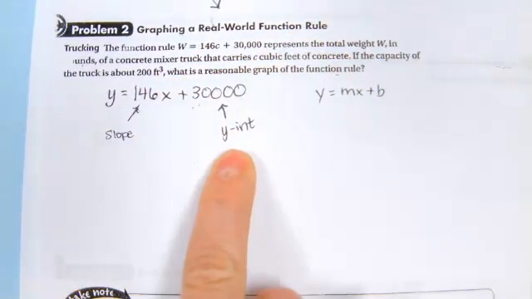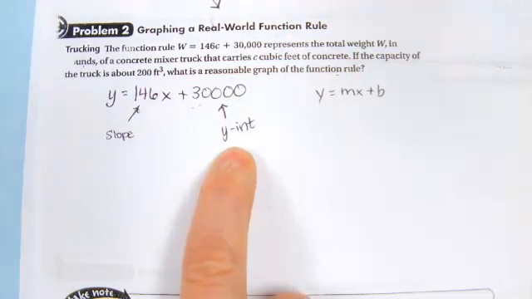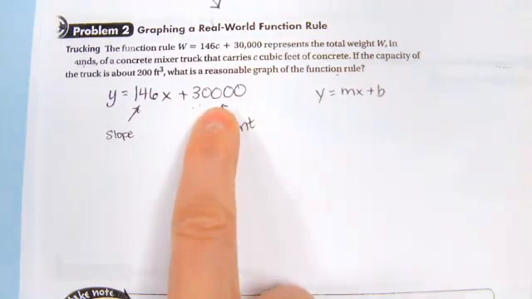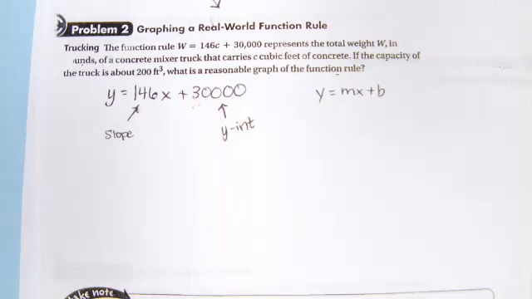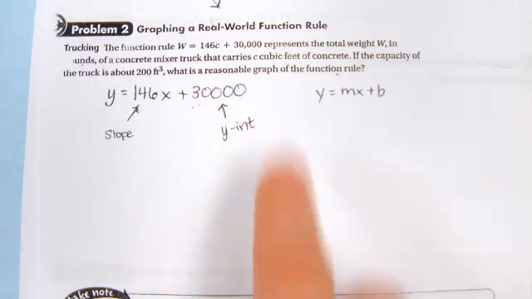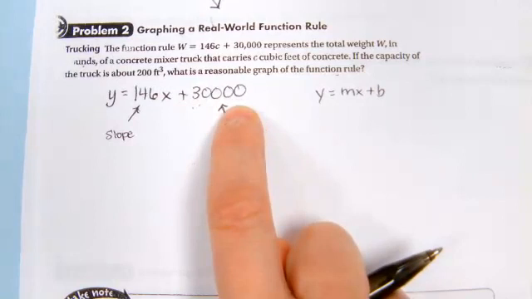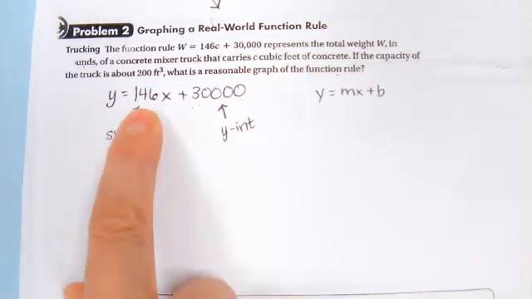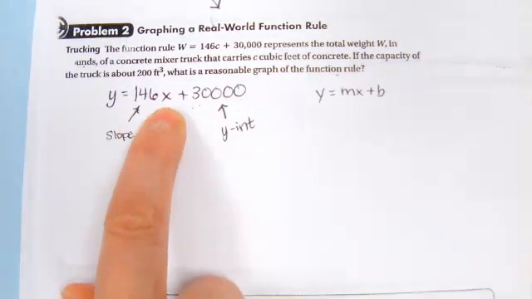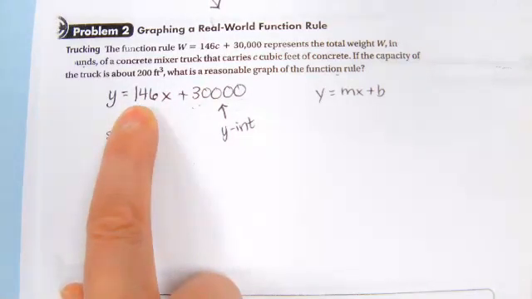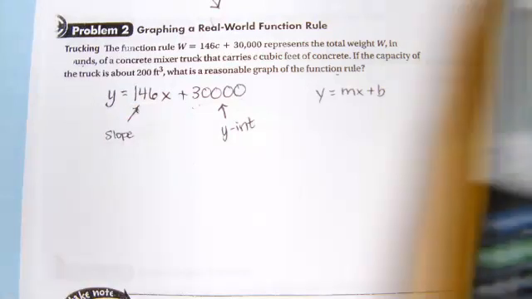Okay, so the y-intercept in this case, right? It's not the weight of the concrete. What's this the weight of? 30,000. It's our starting amount. So think about this. We're talking about a concrete mixer truck, right? This is the weight of the truck. But there's no concrete in it. And then this right here, per cubic foot of concrete you're adding in, how much is it adding of weight? 146.